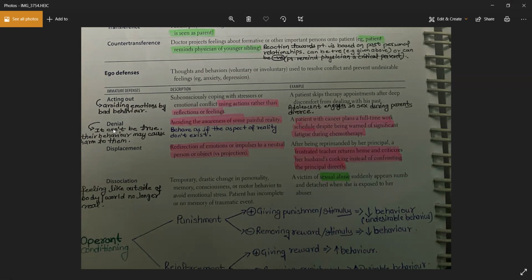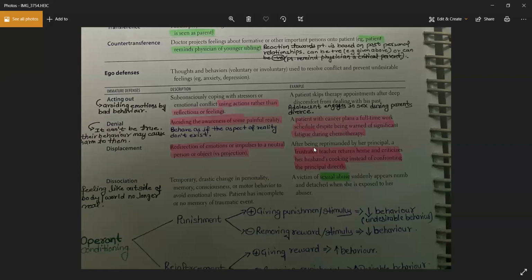Whenever the patient behaves as if the aspect of reality does not exist, that is denial. Then you have displacement, in which a patient displaces the feeling of one person onto another. That means redirecting emotions or impulses to a neutral person or object. You call it displacement, and the patient does this voluntarily, not involuntarily.